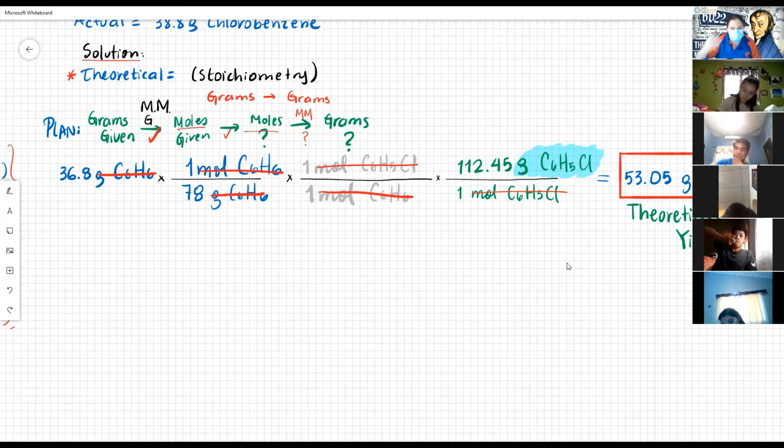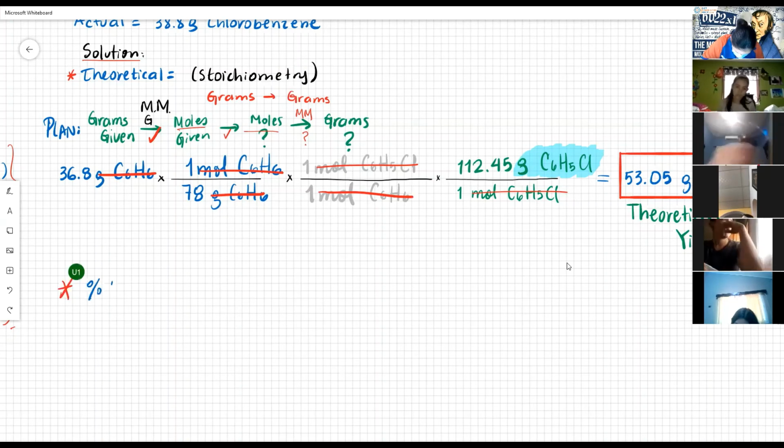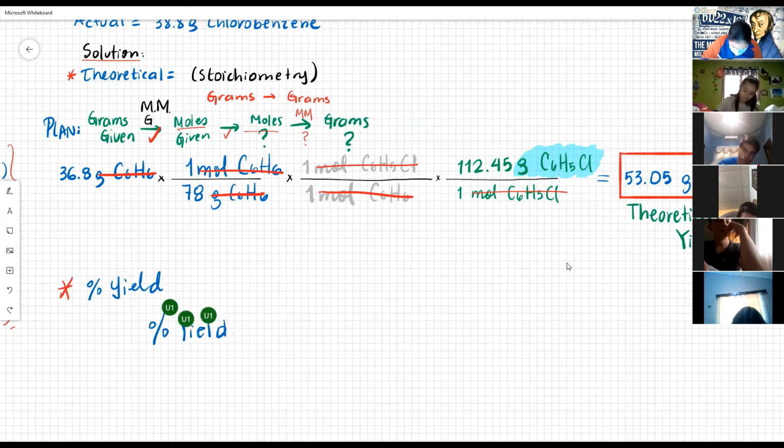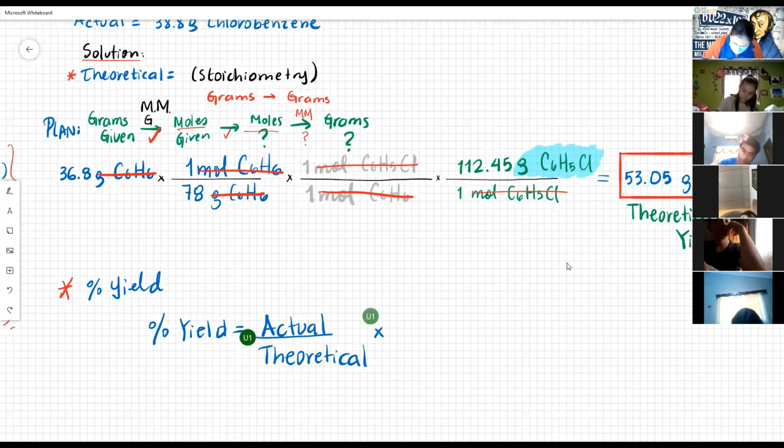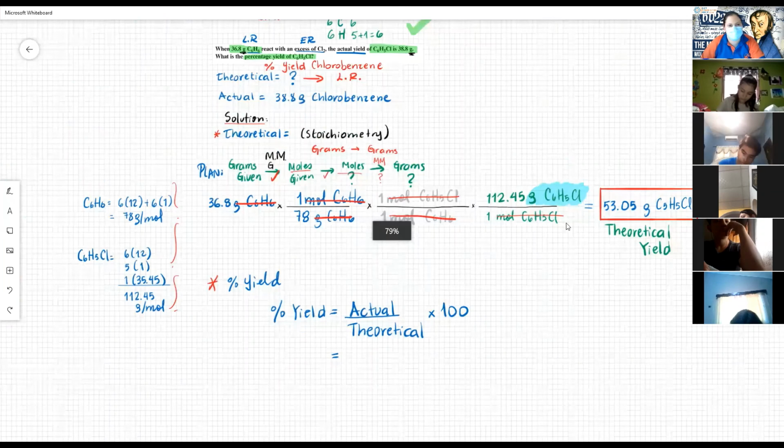Now, from the theoretical yield, you can apply the percentage yield. I'm going to write the formula for percentage yield. Percentage yield is equal to actual divided by the theoretical times 100. The actual is given in the problem, I'm going to show you the word problem again.